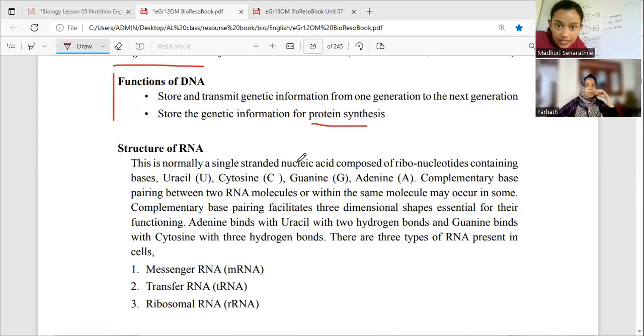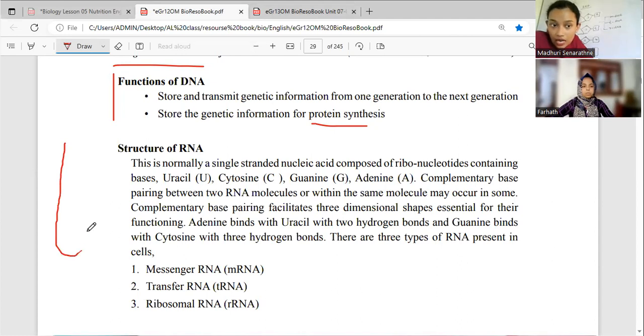This is a normally single-stranded nucleic acid composed of ribonucleotides containing which type of bases? Uracil, cytosine, guanine, and adenine. Complementary base pairing between two RNA molecules or within the same molecule may occur in some. That means even though it is a single strand, after folding there may be hydrogen bonds. Then we have to follow the base pair rule between nitrogenous bases contained in a single strand. Therefore, they are intramolecular interactions. Can you understand? Yes, teacher.